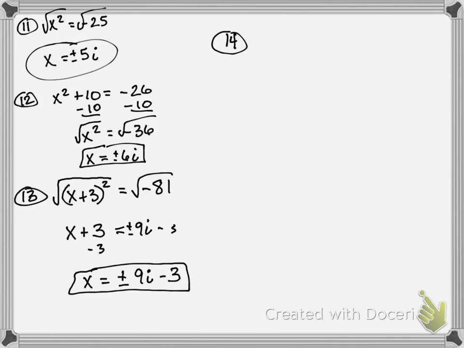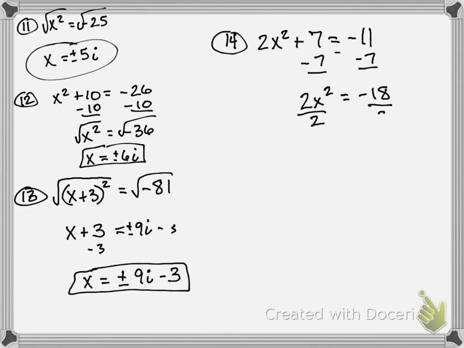All right, going through. 14 says 2x squared plus 7 equals negative 11. All right, what do y'all think I ought to do first? Subtract 7. So that gives me 2x squared equals negative 18. All right, I want to get an x squared by itself before I take the square root. So what do I need to do? Divide by 2. So this has a little bit of an extra step. x squared equals negative 9.